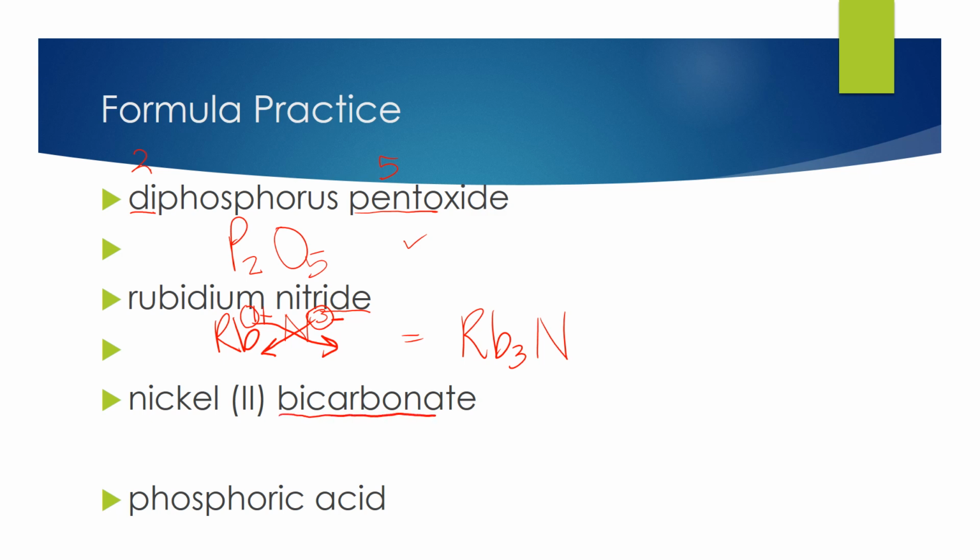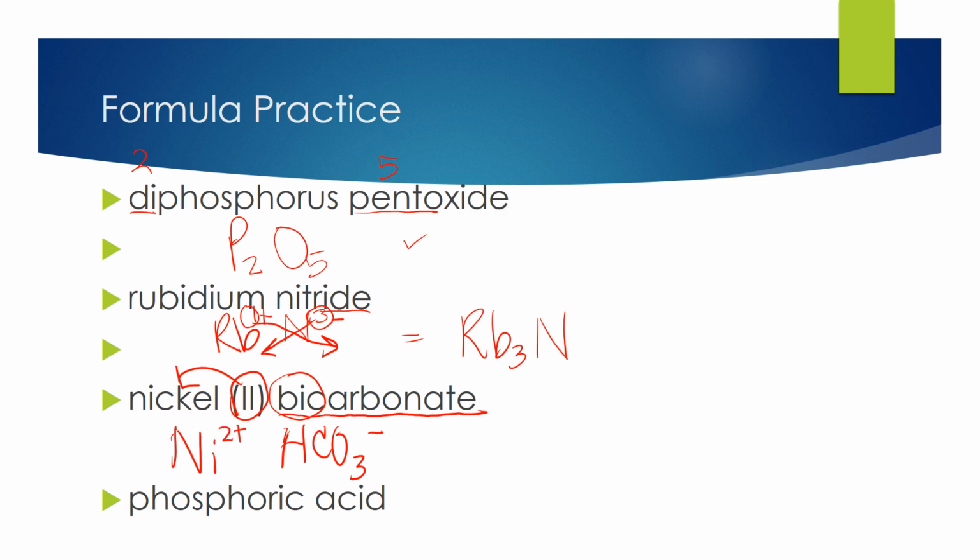Bicarbonate tells me this is not di, so I know it's not a prefix. This tells me that I have a polyatomic ion. At my polyatomic ion sheet, bicarbonate is HCO3 with a charge of 1-. The Roman numeral 2 tells me that nickel has a charge, in this case, of 2+.